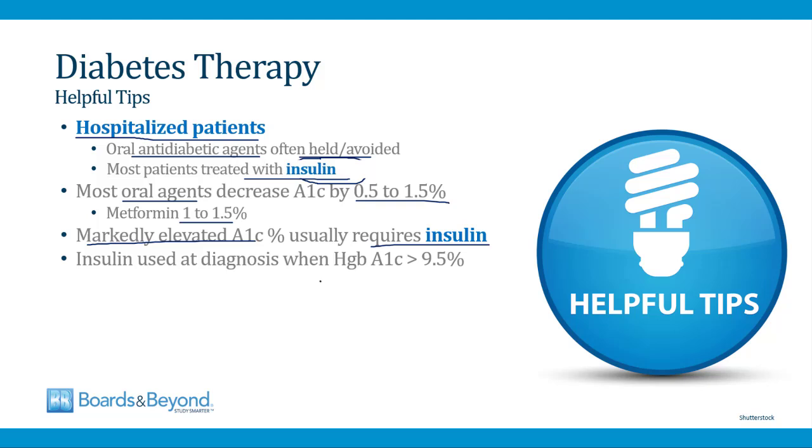So at the time of diagnosis, for example, if the hemoglobin A1C is greater than 9.5%, usually the patient is started with insulin because you just aren't going to be able to get 9.5% down to the target range of under 7 with oral anti-diabetic agents. And that concludes our module on diabetes treatment.